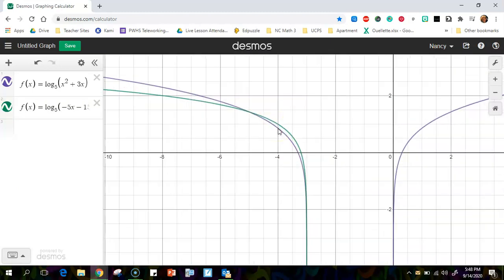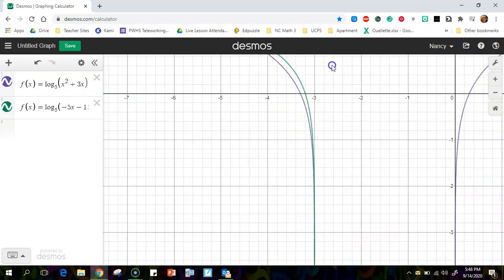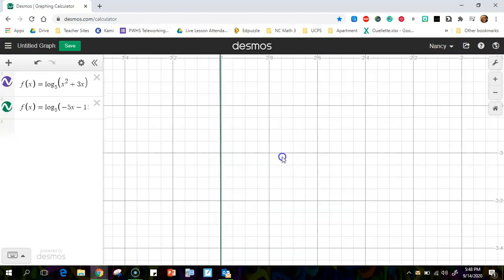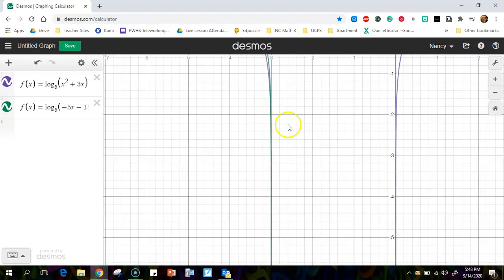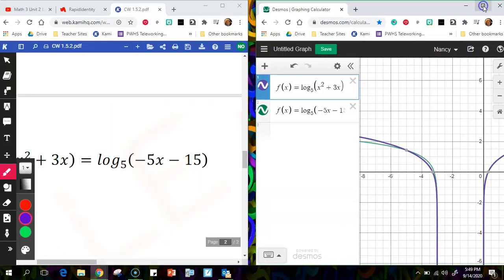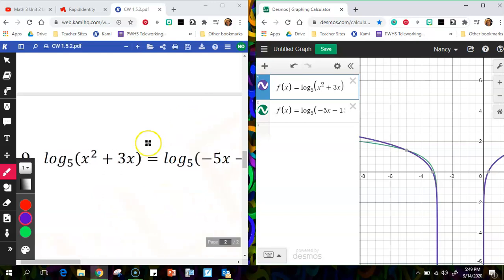Looks like they do, just, let's see, right there. And then do they intersect down here? I don't think they do. I think that's an asymptote. Okay. So it looks like just one place on these. Let me check my key and make sure. Yep. Just at negative 5. Okay. So this was number 9, and so we would say x equals negative 5.